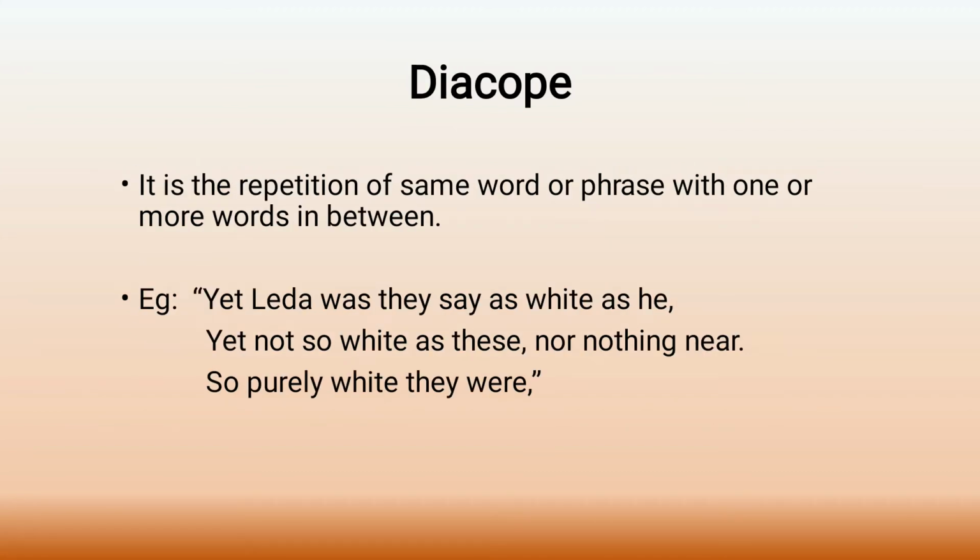Then we have diacope. Diacope is a repetition of the same word or phrase with one or more words in between. So it is the repetition of the word itself, not the sound. See, these are three successive lines taken from the poem. Yet Leda was, they say, as white as he, yet not so white as these, nor nothing near so purely white they are. See, white, white, white. The word white is repeated in three successive lines. So we can say it's an example of diacope, the repetition of words or phrases at a nearby distance.